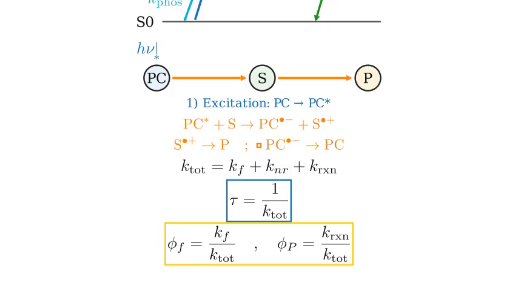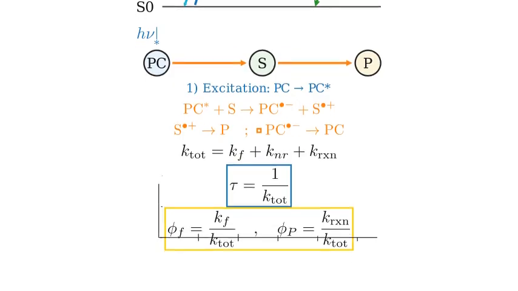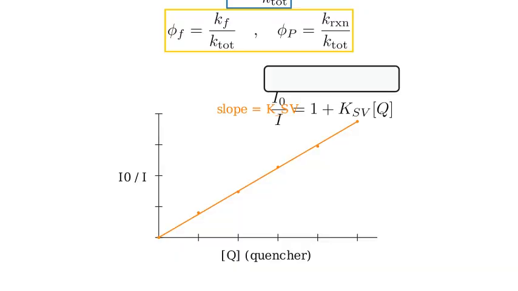These simple ratios guide design. Increase the channel you want, decrease the others. Statistically, dynamic quenching follows the Stern-Volmer relationship: I_0 over I equals 1 plus K_SV times the quencher concentration. A straight line fit gives the slope K_SV, which equals the quenching rate constant times the natural lifetime. This is a fast way to quantify how strongly a quencher diverts excited states away from reaction.